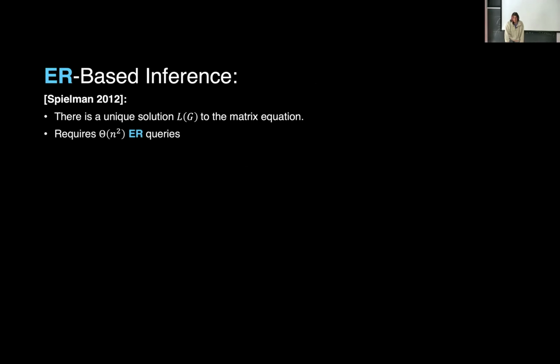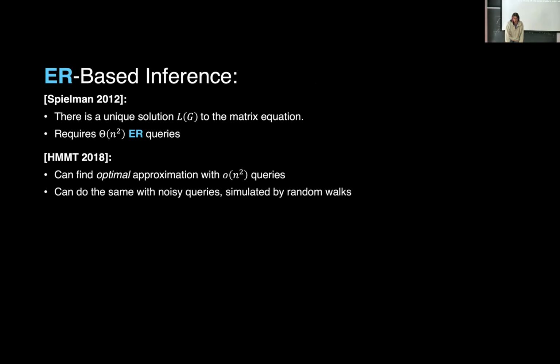This requires n squared ER queries because we need the whole matrix R to do this. So then we have Hoskins, Musco, and Sorakakis from 2018 who explored this more thoroughly. They show that you can find an optimal, which I'm using a little bit loosely here, approximation of the graph using a subquadratic number of queries. You can also do the same with a noisy query model, which you can simulate via random walks. So that's what they show.